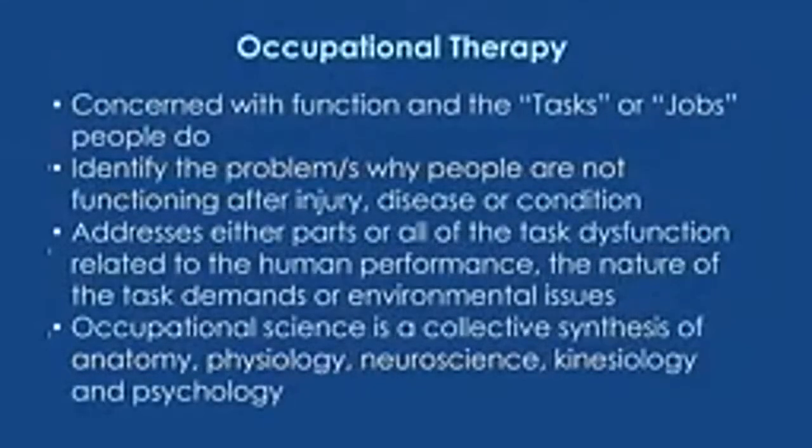Okay. So a lot of people don't know what occupational therapy is, but basically we're looking at tasks and jobs that people do in their lives. So we need our brains in order to do the things that we need to do, correct? So we identify the problems, why people are not functioning after their injury or disease. We'll either address parts of the task, or all of it. It might be related to the human performance, the nature of the job or the task, or the environment. So really it's a collective synthesis of anatomy, physiology, neuroscience, kinesiology, and psychology.